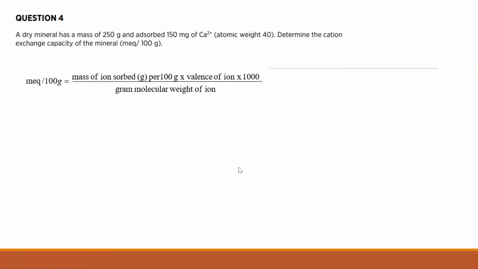Okay, so that's from week 1. Now we are starting the week 2 questions. We did a question like this on Monday as well. A dry mineral has a mass of 250 grams, absorbed 150 milligrams of calcium ions with atomic weight of 40. Determine the cation exchange capacity of the mineral. So this is the equation we have.